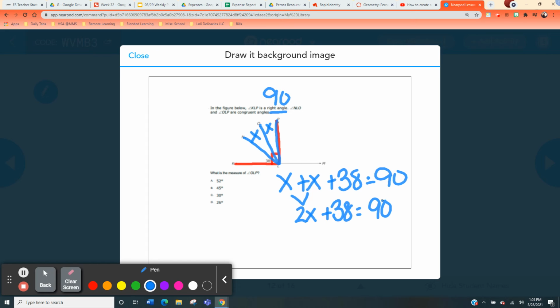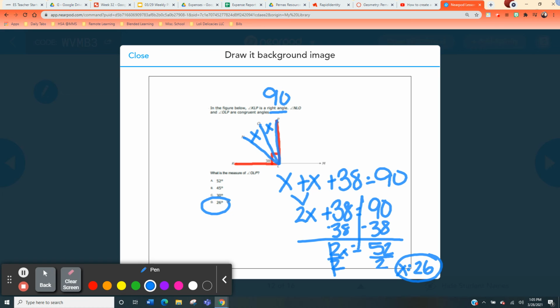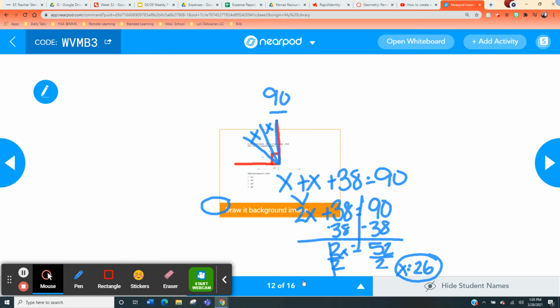So from here, I'm going to go ahead and continue solving. I subtract 38 from both sides. Gives me 52 equals 2x. And then I can divide both sides by 2, making my answer x equals 26. So if I go back, it's asking what is OLP. OLP is x. X is 26. So I have my answer is C. Let's go ahead and look at one more.